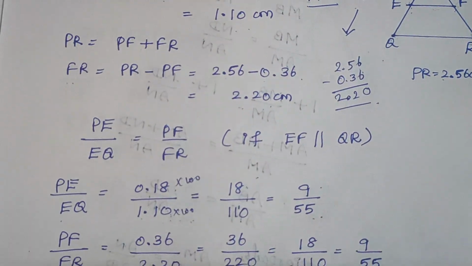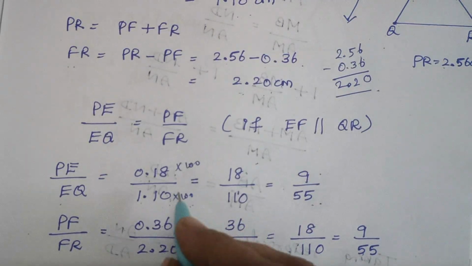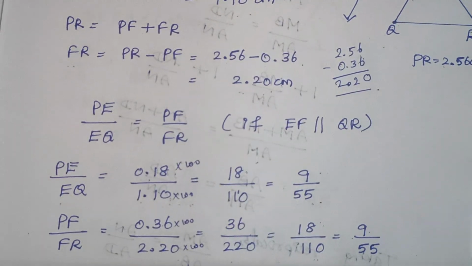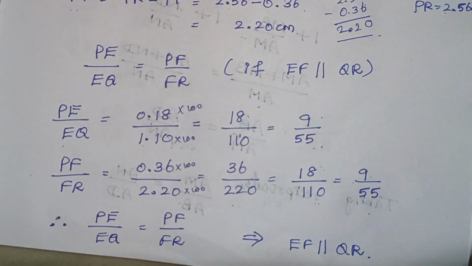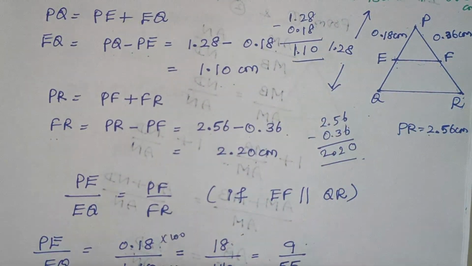And the next thing is PF by FR. So here it is 0.36 by 2.20. Again here I am multiplying by 100. So here it is 36 by 220. So when you simplify here, you got the answer as 18 by 110. And again when you simplify this, you got 9 by 55. I am simply cancelling by 2. That's it. So again when you compare, the two ratios are equal. So finally we can say that EF is parallel to QR, right? So this line EF is parallel to QR.